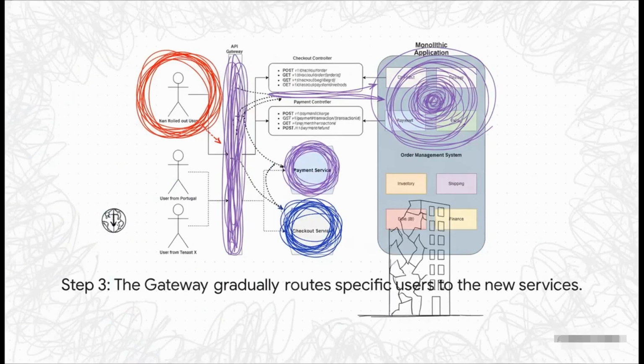Now for the fun part, the actual strangulation. We tell our API gateway, hey, from now on, I want you to send some of the traffic to our new services. We can be really strategic about this. Maybe we start with just a single low-risk customer, or maybe we roll it out by country. The point is, it's a gradual, controlled process that lets us test our new services in the real world with minimal risk.